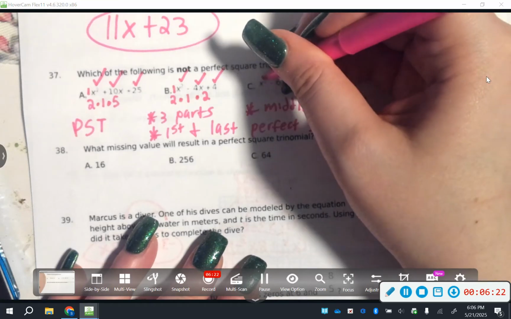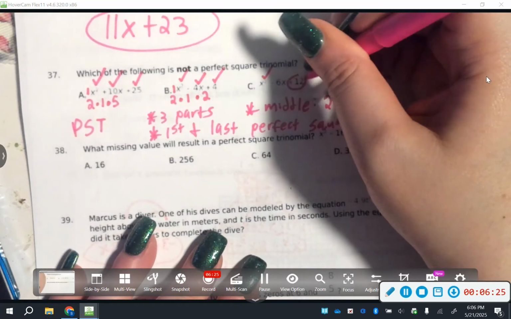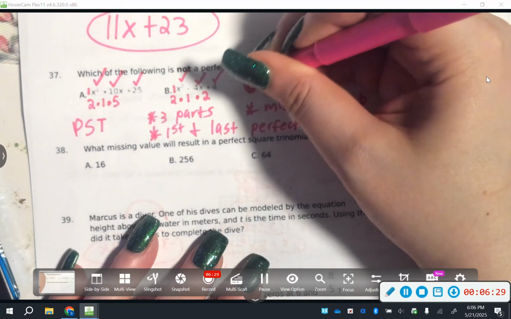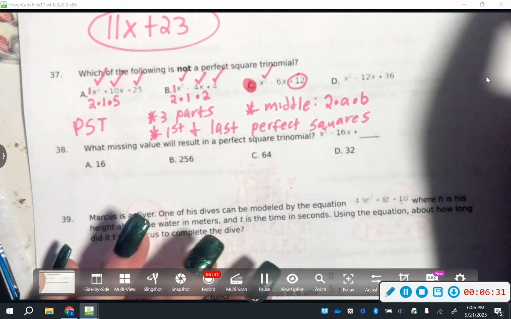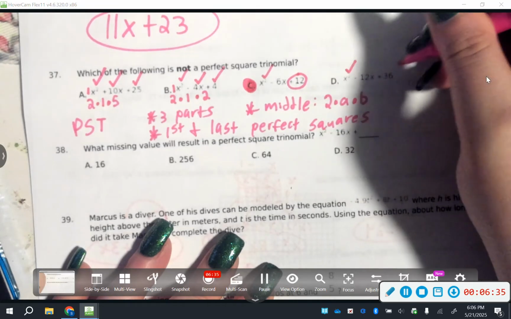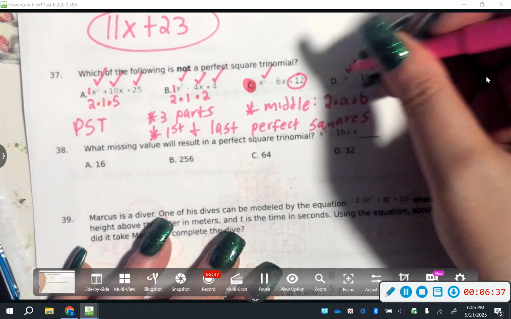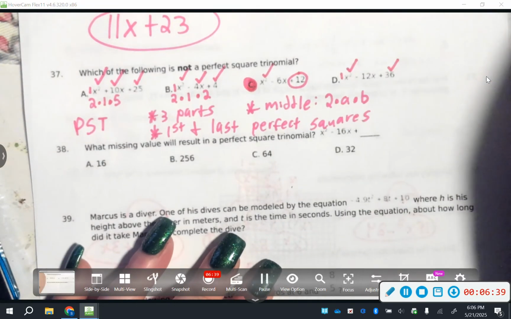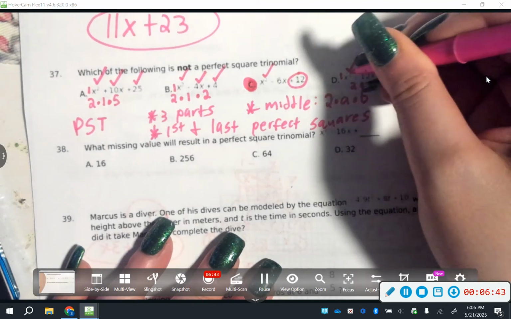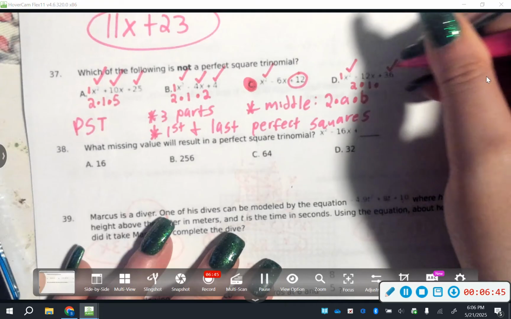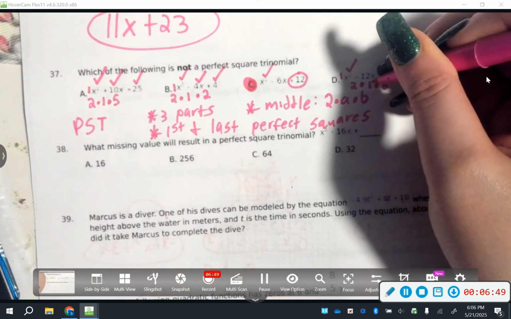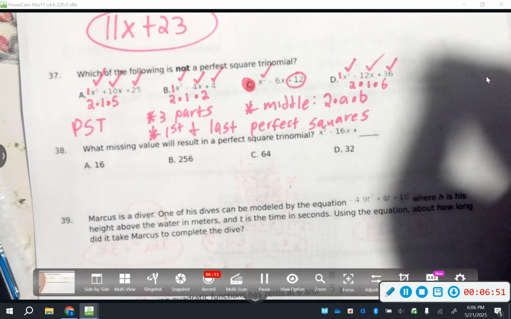On this one, x squared is a perfect square. 12 is not a perfect square. Here is our culprit. If I wanted to check the last one, x squared is x times x. 36 is 6 times 6. If there's no number in front of x squared, it's a 1. 2 times the square root of 1, which is 1, times the square root of 36, which is 6. 2 times 1 is 2. 2 times 6 is 12. We are good.